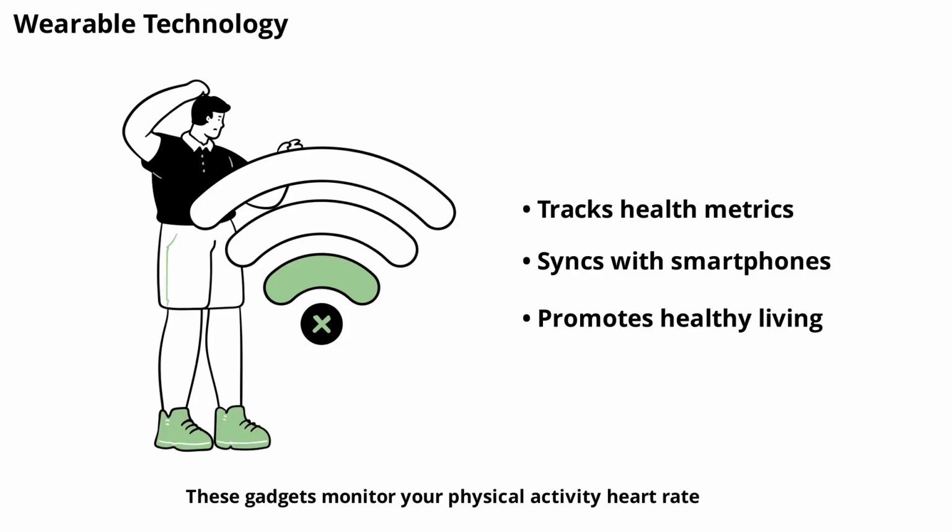Wearable devices, such as fitness trackers and smartwatches, are another great example of IoT in action. These gadgets monitor your physical activity, heart rate, and even sleep patterns, sending the data to your smartphone for analysis. Wearables help people stay informed about their health and make better lifestyle choices. The seamless integration of sensors and connectivity is what makes these devices so powerful and popular.